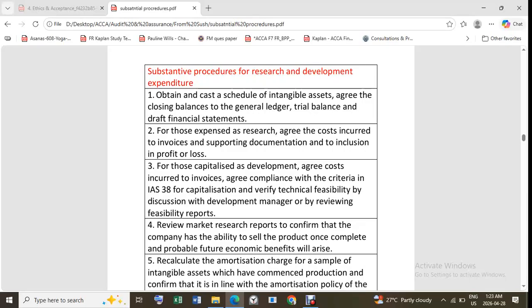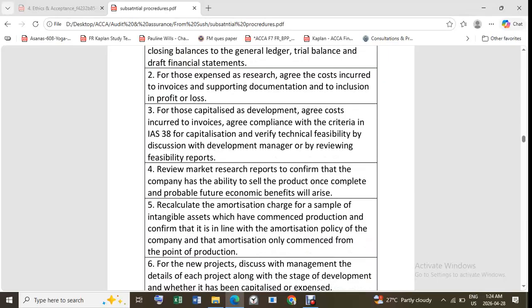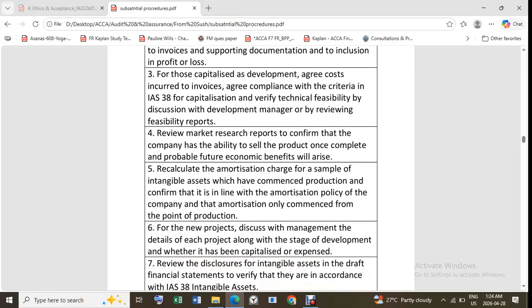Then we proceed to another step, like in note number 2: for those expenses expensed as research, agree the cost incurred to invoices and supporting documentation and to inclusion in profit or loss. Okay. For those capitalized as development, agree cost incurred to invoices, agree compliance with the criteria in IAS 38 for capitalization, and verify technical feasibility by discussion with development manager or by reviewing feasibility report.